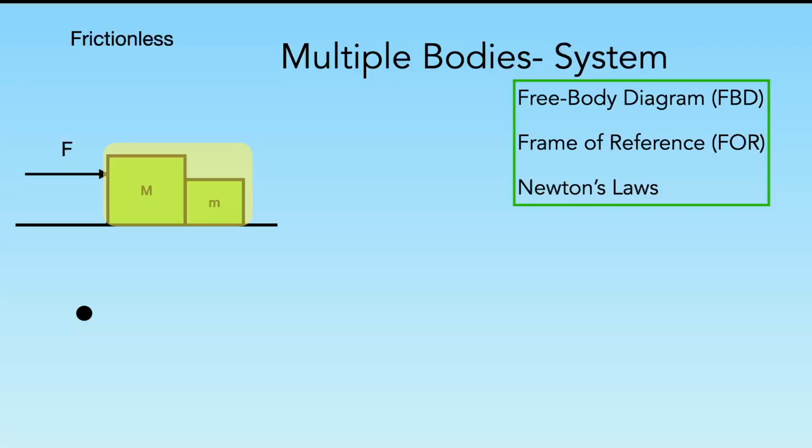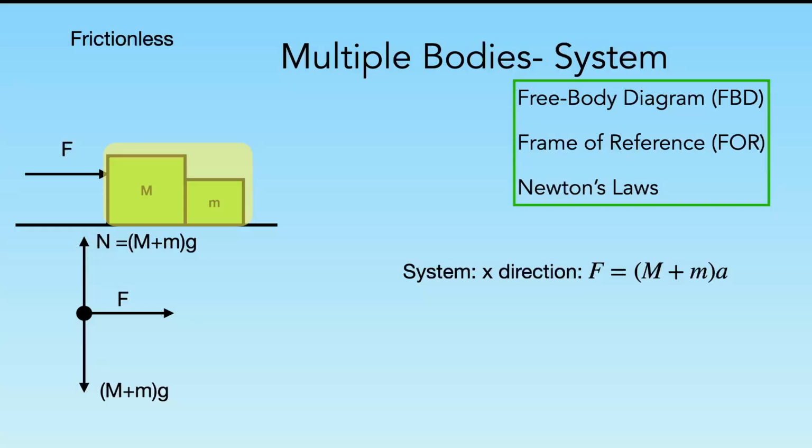So when we do a free body diagram for the system, it looks like that. Big Mg plus little mg is M plus m times g. Then we've got that F pushing to the side, no friction, so nothing in the other direction. And the normal force. The normal force is going to be the same as the force of gravity because it's not accelerating up, not accelerating down.